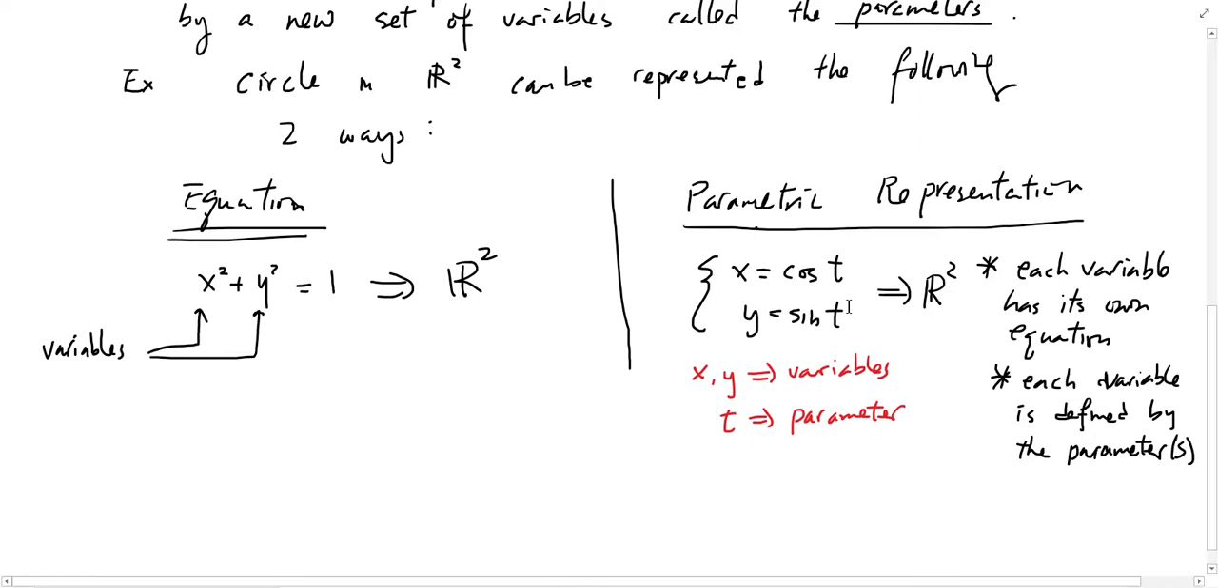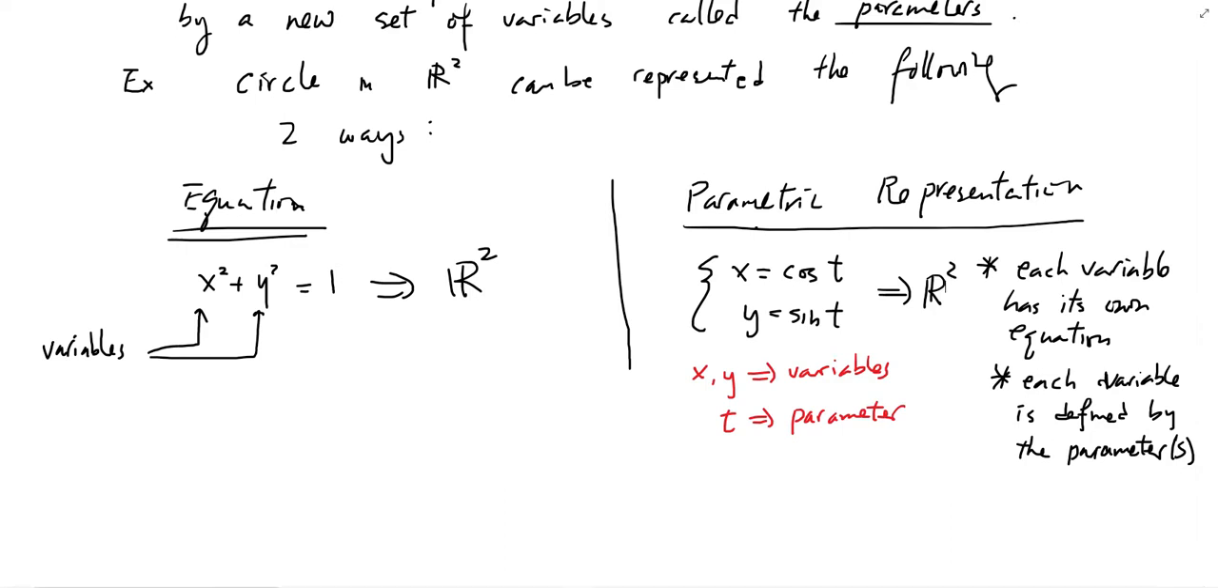So when you have something in an equation form and you rewrite it into parametric form, most likely what happens is you have more equations because each variable has to have their own equation, and you also have more variables, but those extra variables are technically called parameters, and they actually do not appear in the graph.